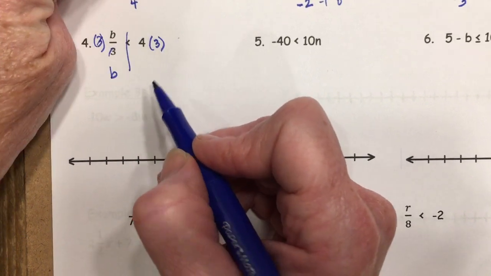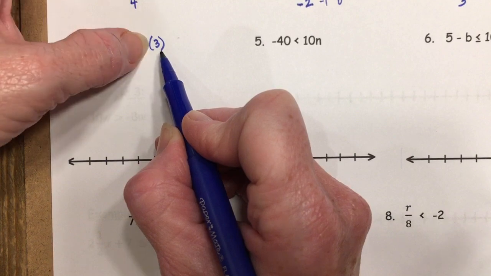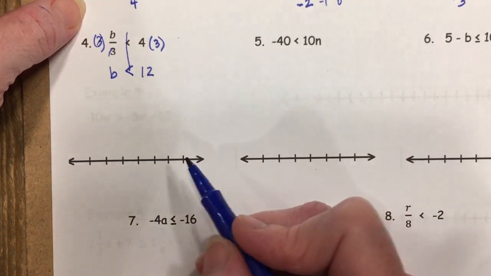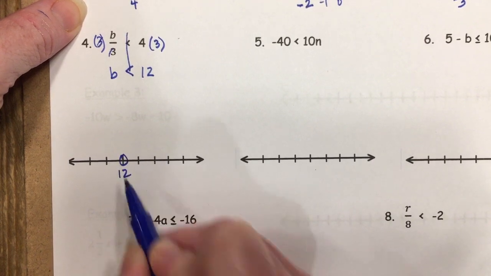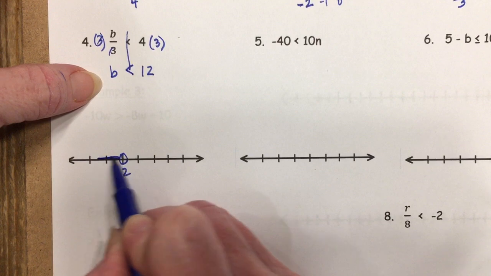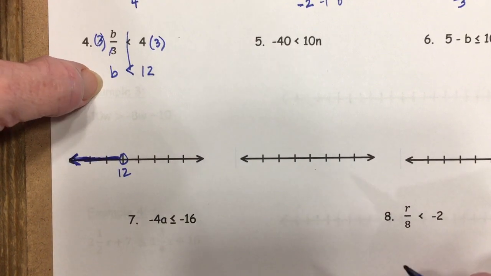Now, I did multiply this time, but did I multiply by a negative? No, I multiplied by a positive 3, so 4 times 3 is 12. So this does not change. Label your graph. It's not equal to, so less than is going to go this direction, so all those numbers that are less than 12 would be solutions.